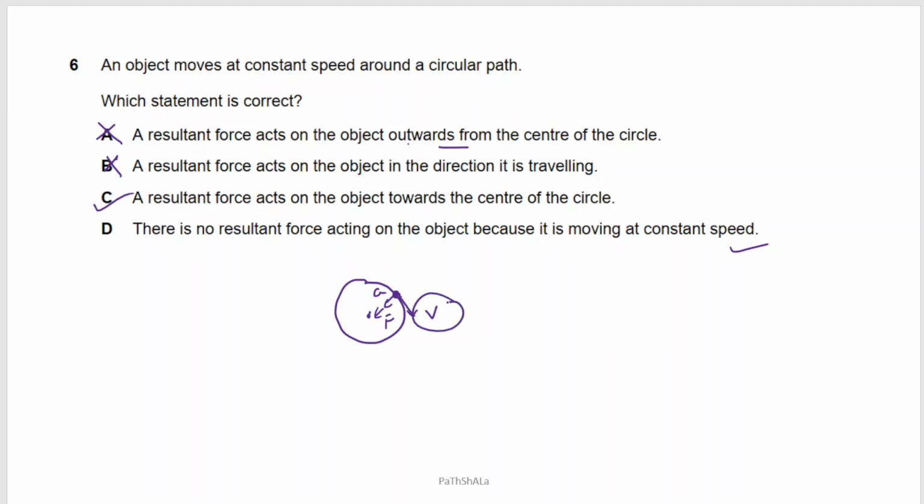Its velocity is constantly changing because velocity is a vector quantity, and if direction is changing, let's say the object is here, its velocity is this side. If the object reaches here, its velocity is this side. The object reaches here, its velocity is this side. So the velocity direction is changing. The speed might be constant, but the velocity direction is changing. The velocity is changing, so there is some resultant force, and this resultant force is basically the centripetal force acting towards the center of the circle. The correct answer is C, not D.